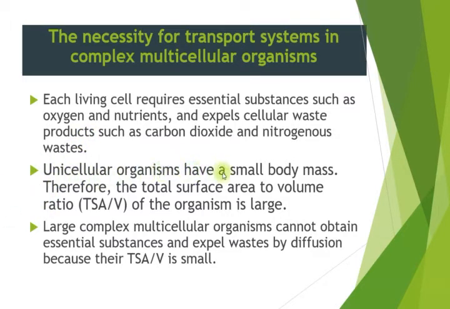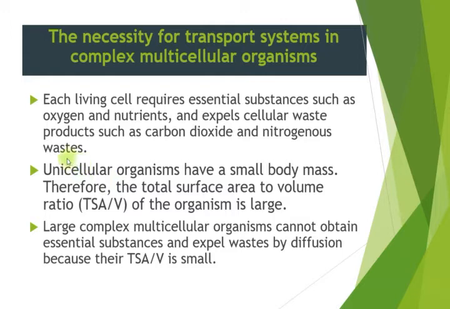Unicellular organisms have a small body mass. Therefore, the total surface area to volume ratio, in short TSA per V. TSA refers to the total surface area divided by the volume of the body. So the unicellular organisms have a large total surface area to volume ratio.